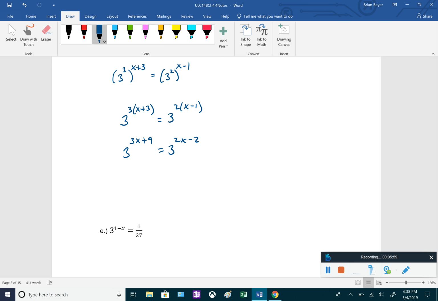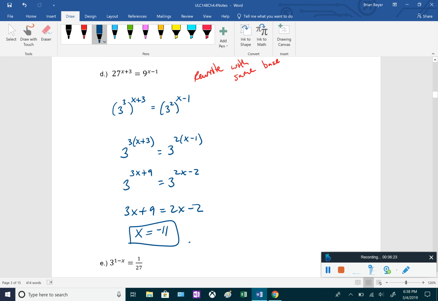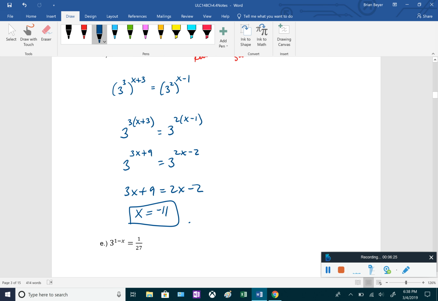And now let's drop the base. We have common bases, we can equate the exponents. We get 3x plus 9 equals 2x minus 2. So I'm going to subtract 2x on both sides and subtract 9 on both sides, and I'll get x equals negative 11. Just keep in mind you could check all of these if you wanted to by plugging them back in the original.